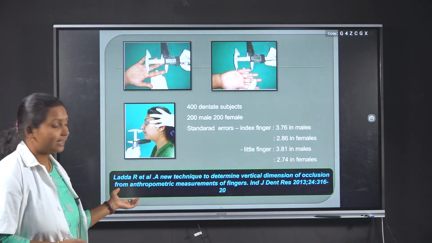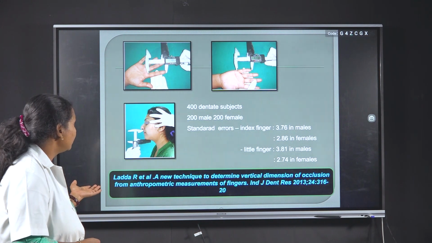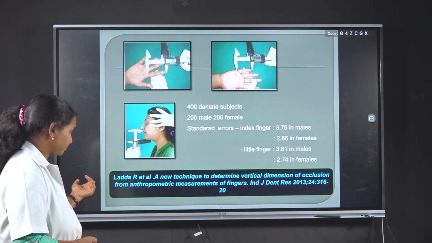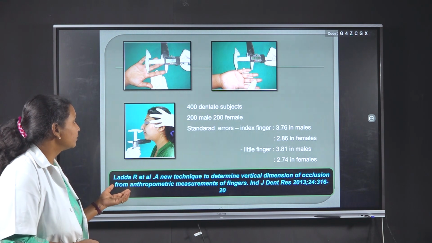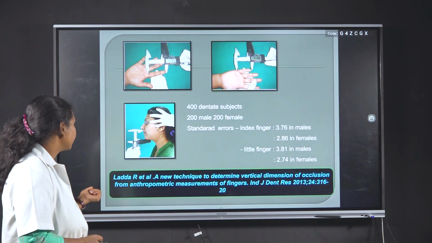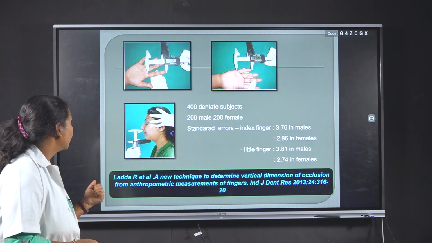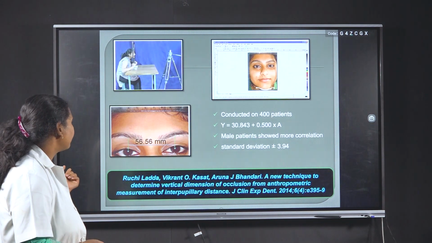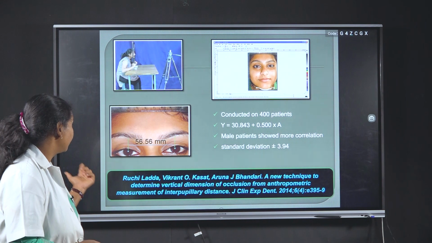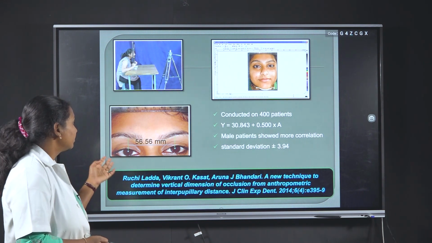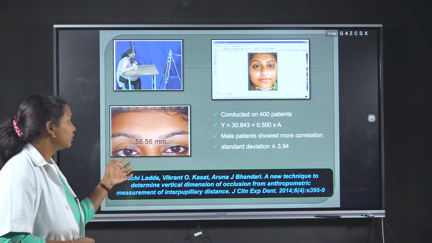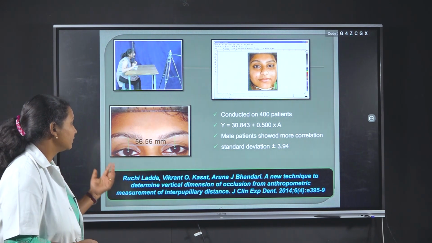This is one study conducted by Lada et al. Here they have measured the index finger and little finger to know the vertical dimension of occlusion. Here they have also measured it with interpupillary distance and vertical dimension. In this study, males showed more correlation when compared to females.